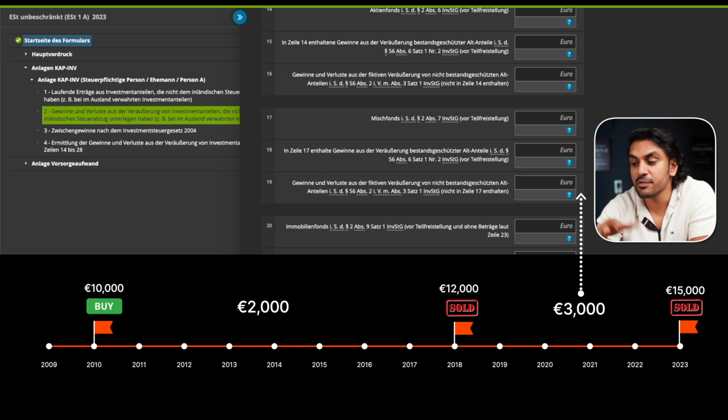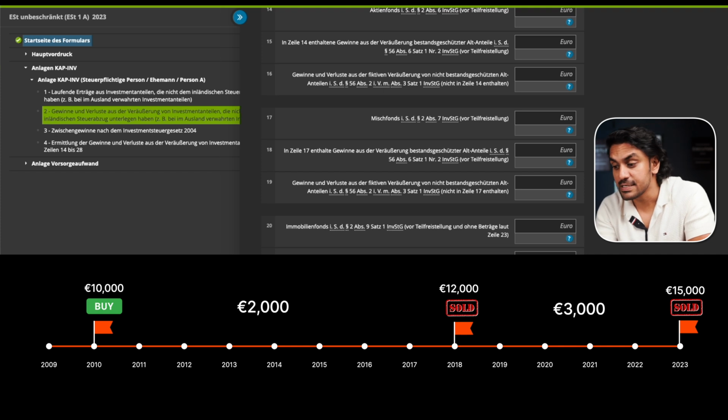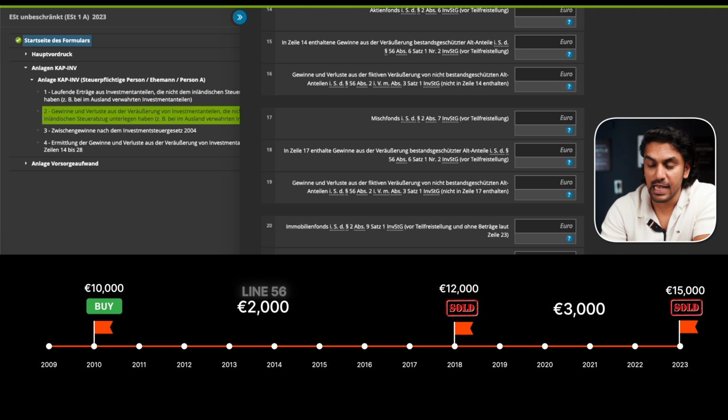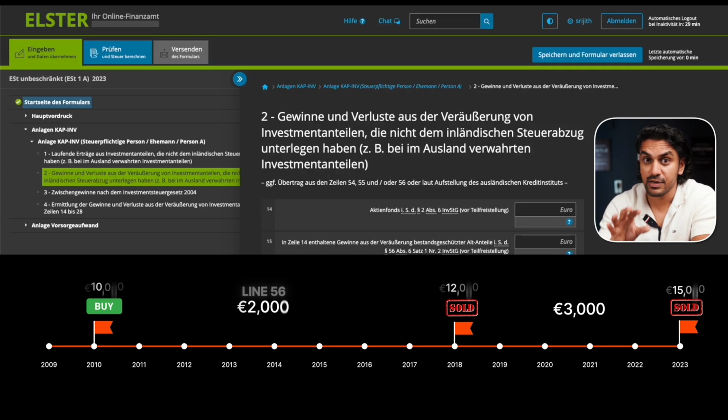So you have to report the value of 3,000 euros in lines 16, 19, 22, 25 or 28 based on the type of fund. And the gains from the fictitious sale that happened in 2017 of such non-protected old funds have to be entered in line 56. I will come to that later.